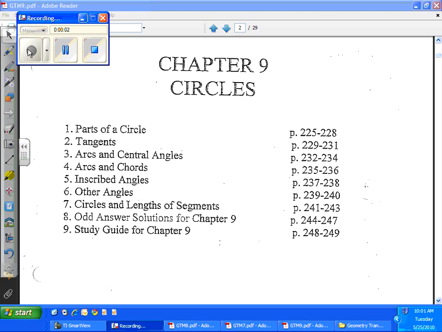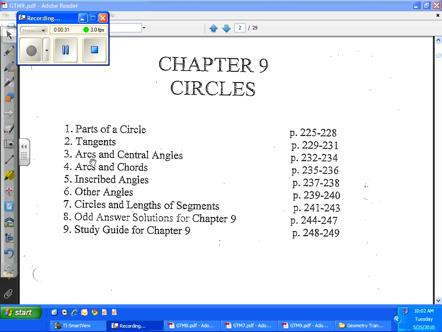Chapter 9 is circles. So the first section, we're going to look at the parts of a circle: the center, the radius, diameter, chord, secant, tangent. Section 2, we're going to look at tangents. We're going to have tangents to circles. We're going to have internal and external tangent lines, and then we're going to have internally and externally tangent circles.